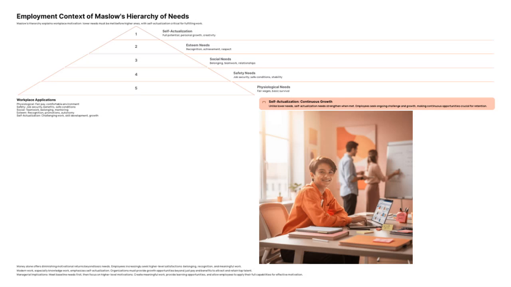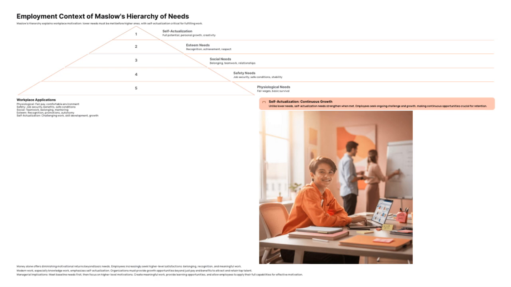Let's explore the managerial implications of Maslow's hierarchy in the workplace. First, it's important to meet employees' baseline needs, such as physiological and safety needs, before focusing on higher-level motivations. Creating meaningful work, offering learning opportunities, and enabling employees to fully apply their capabilities are essential for effective motivation. In today's modern work environment, especially in knowledge work, self-actualization plays a crucial role. Organizations need to provide growth opportunities beyond just pay and benefits to attract and retain top talent.